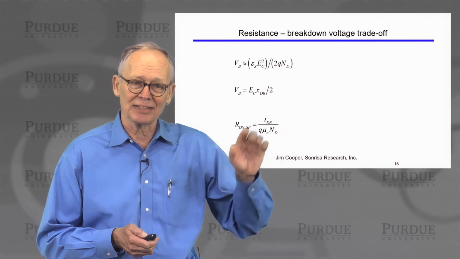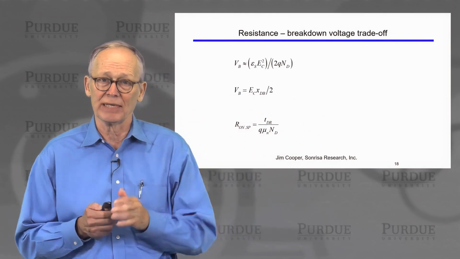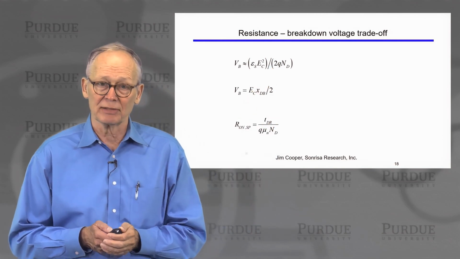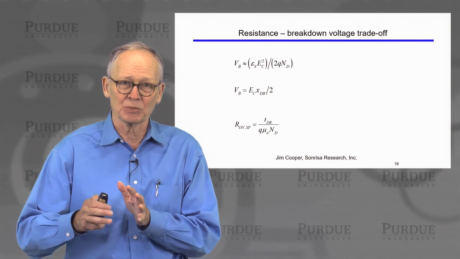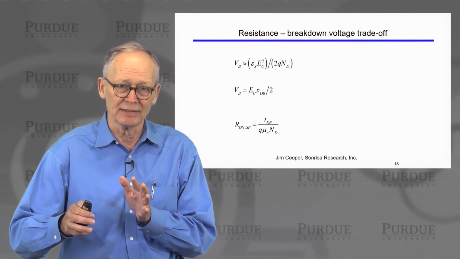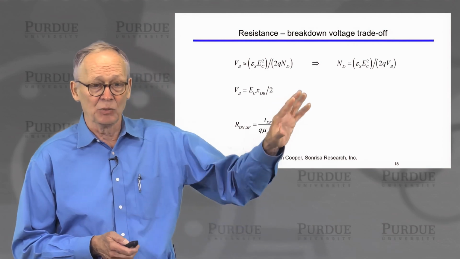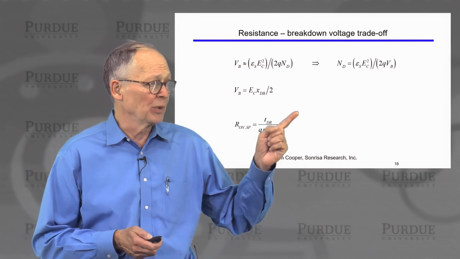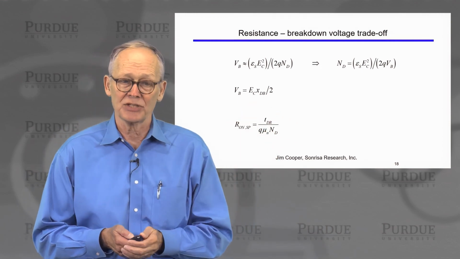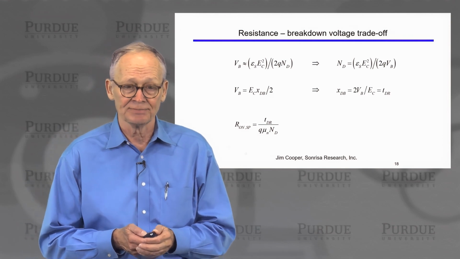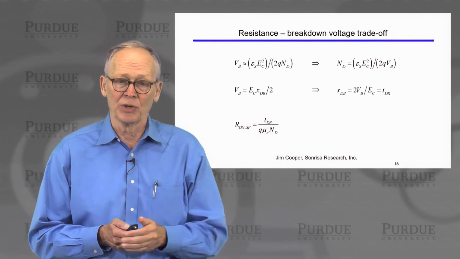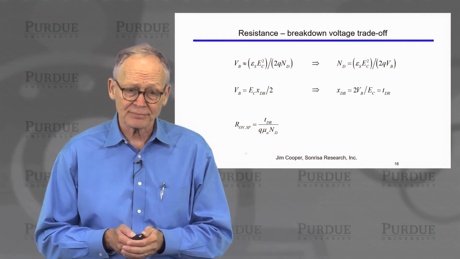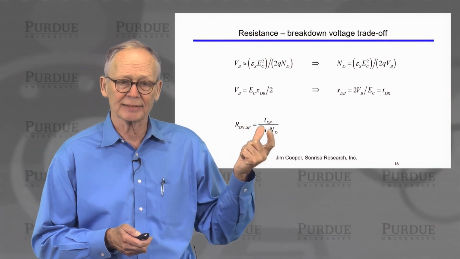Right. So now we want to get back to this trade-off between on resistance and breakdown voltage. We have an expression for the breakdown voltage from the depletion layer formula, considering this simple case where we've depleted right to the end of the drift region. Well, we can use that to solve for the doping density in terms of the critical field and the breakdown voltage. We also had a relation between the breakdown voltage and the peak electric field at the critical field. We can solve that expression for the thickness of this region in terms of the breakdown voltage and the critical field. Okay, we have an expression for the resistance.